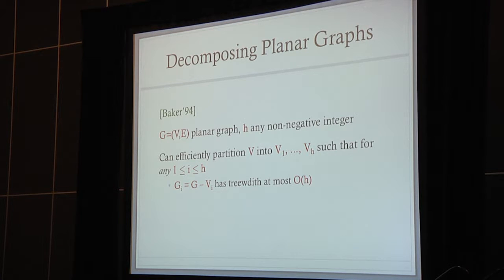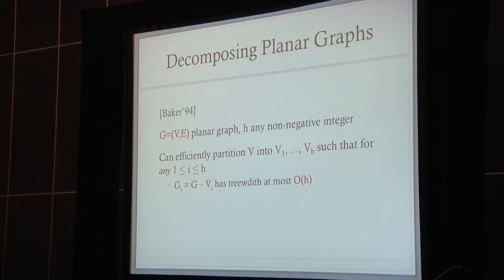Basically, given a planar graph and any non-negative integer parameter h, say 10, she showed that you can efficiently partition the vertex set of the planar graph into 10 pieces, such that if you remove any piece, the resulting graph has small tree width.